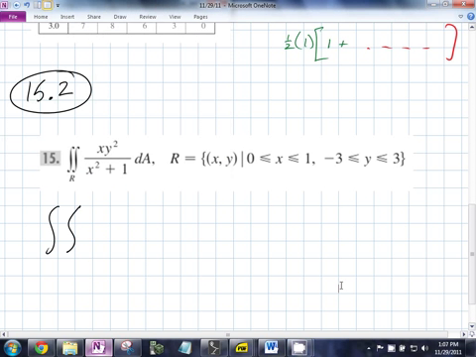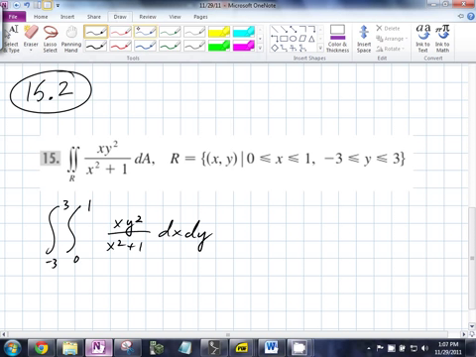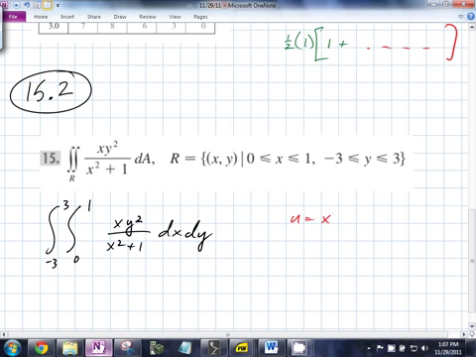We want to do x first? Okay, so x goes from 0 to 1, y goes from -3 to 3, so we've got the integral of x, y squared over x squared plus 1, dx dy. Use substitution. U substitution? U equals x squared plus 1. You want to do what? U equals x squared plus 1, yeah. Du is equal to 2x dx.